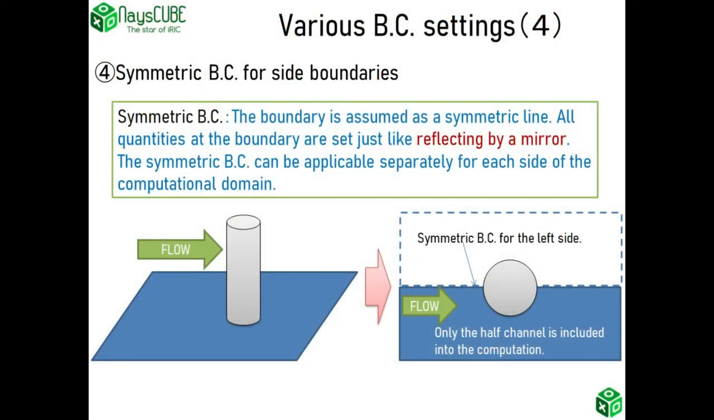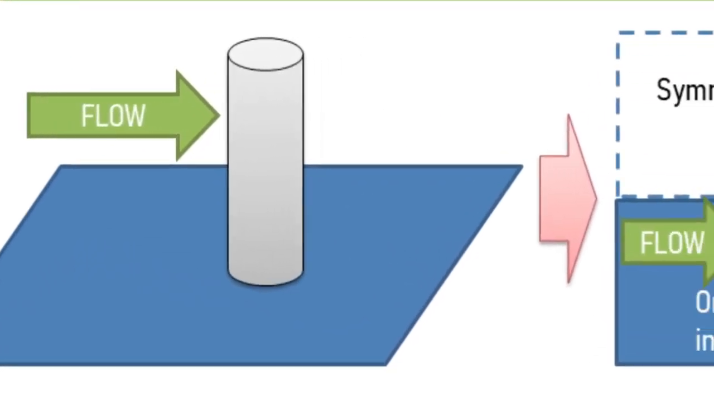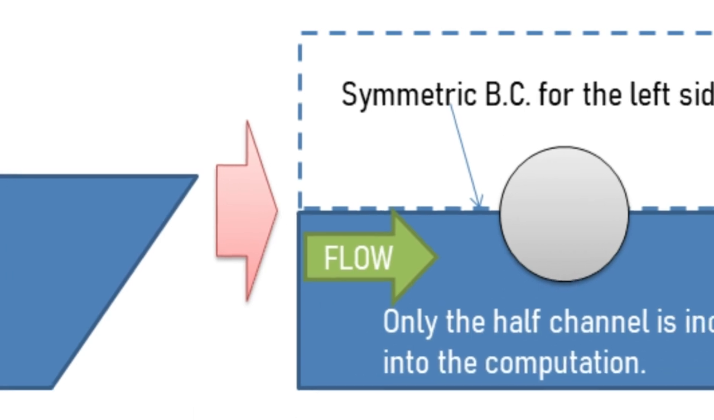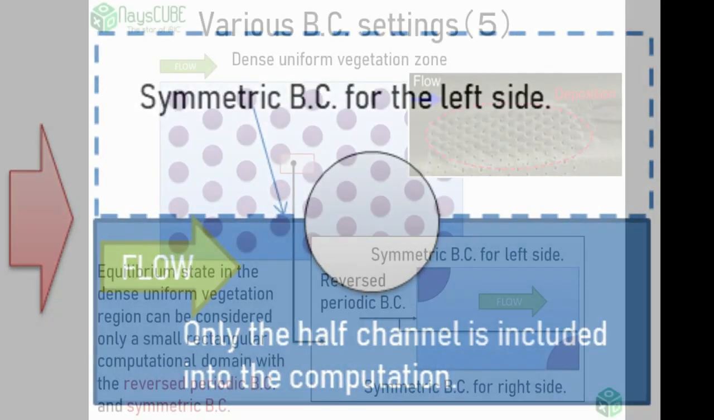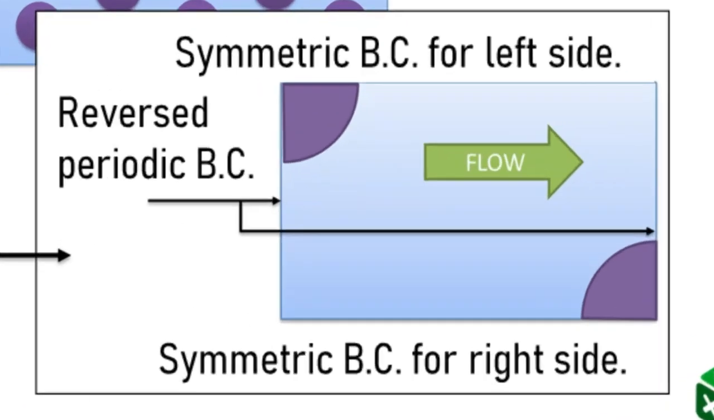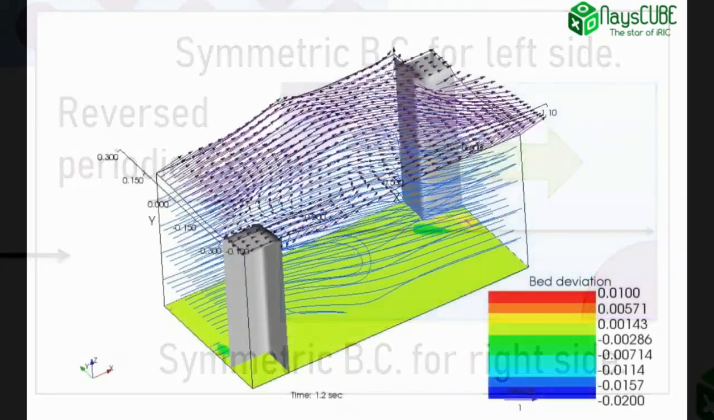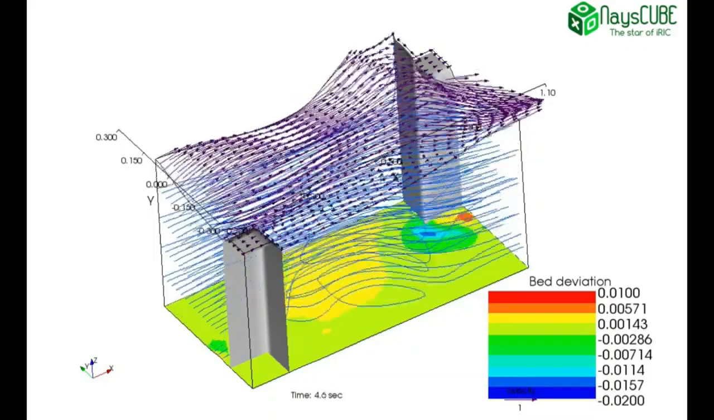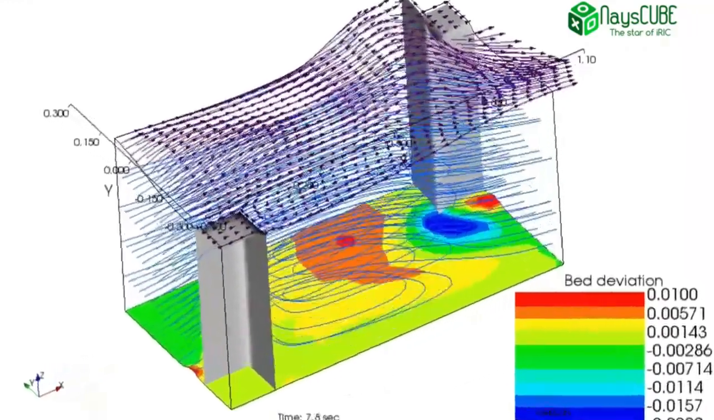Symmetric boundary conditions can be used for transversely symmetric flow fields. All physical quantities are given symmetrically with respect to the center axis as if projected by a mirror. This expresses the phenomenon of a dense and uniform vegetation area only in a unit area by combining several boundary conditions. Inverted periodic boundary conditions are used for the upstream and downstream ends, and symmetric conditions are used for the left and right boundaries. In the computational result, we can see complicated unsteady flow structures and bed deformation.